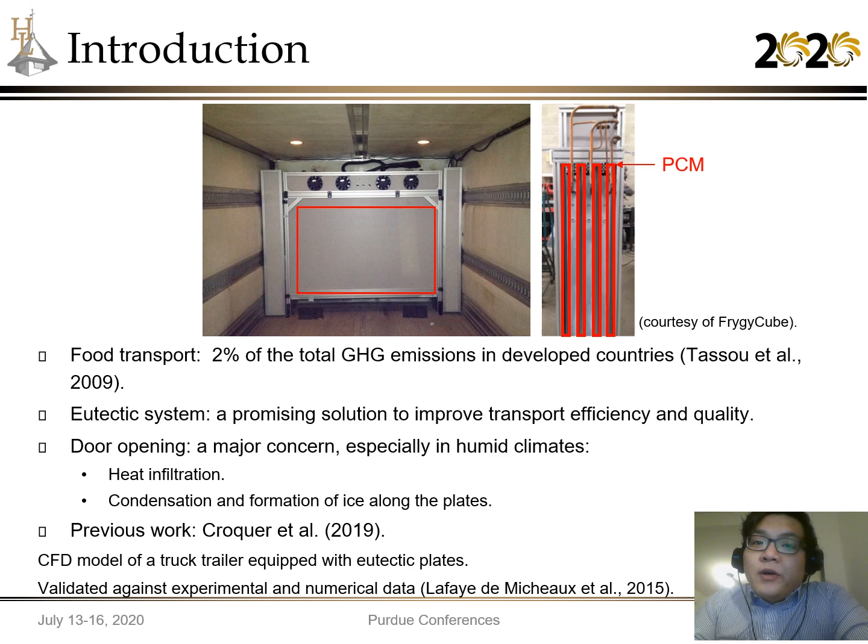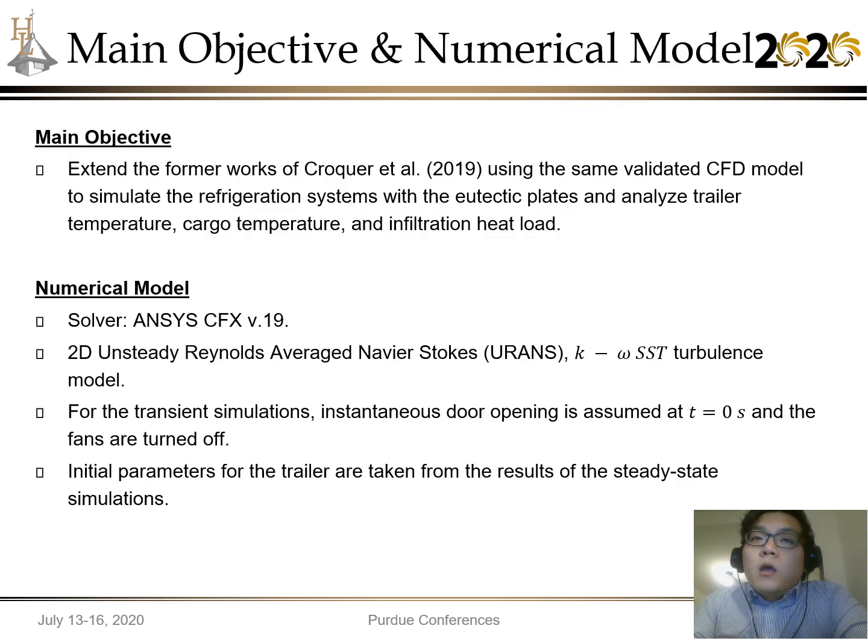Previously, Carger et al. developed a CFD model of a truck trailer equipped with eutectic plates and validated it against the experimental and numerical data of Lafayette-Dumichaux et al., which is going to primarily be used for this research. The main objective of this research was to extend the former works of Carger et al. using the same validated CFD model to simulate the refrigeration system with eutectic plates and analyze the trailer temperature, cargo temperature, and infiltration heat load for two different operating modes and two different configurations.